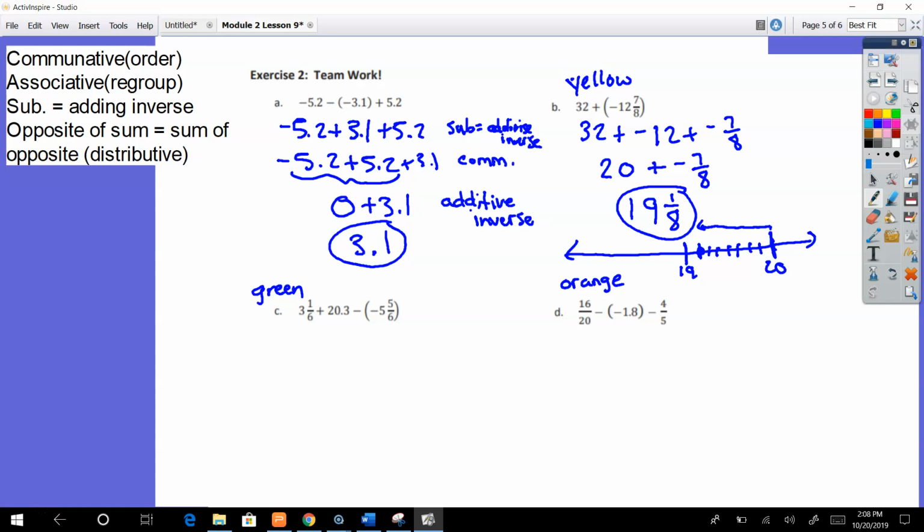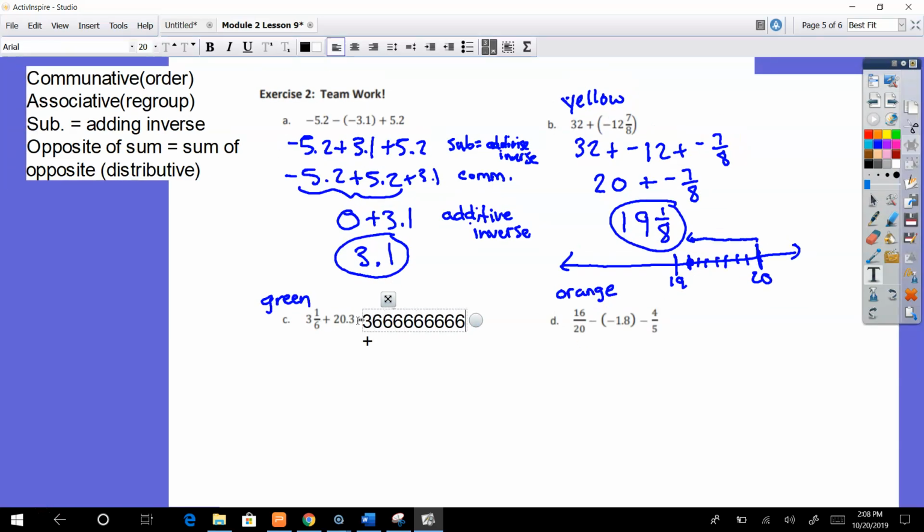Let's see, what do I see here? I see subtraction, which I know I want to make into addition. Oops, here we go again.